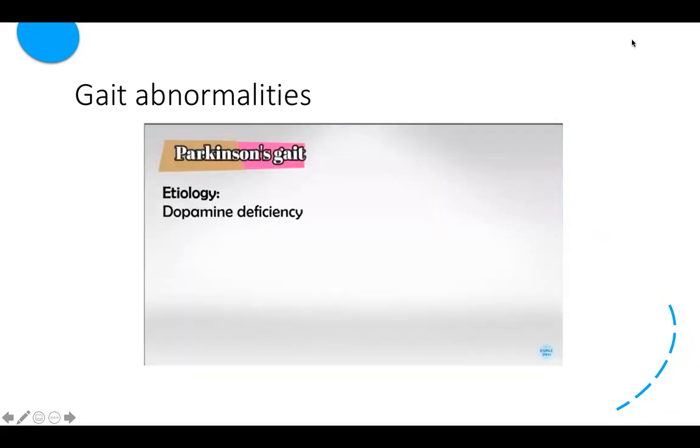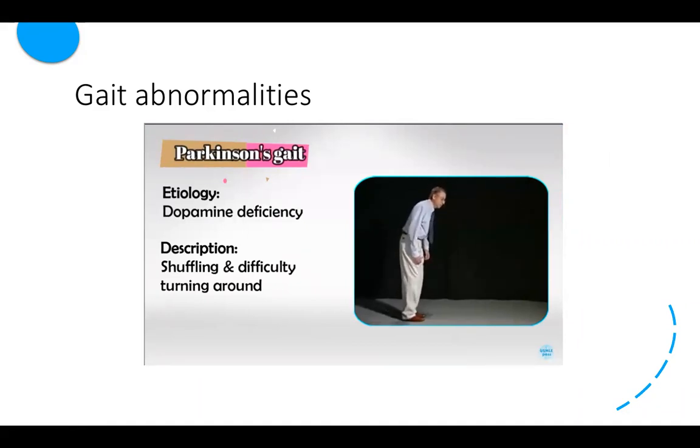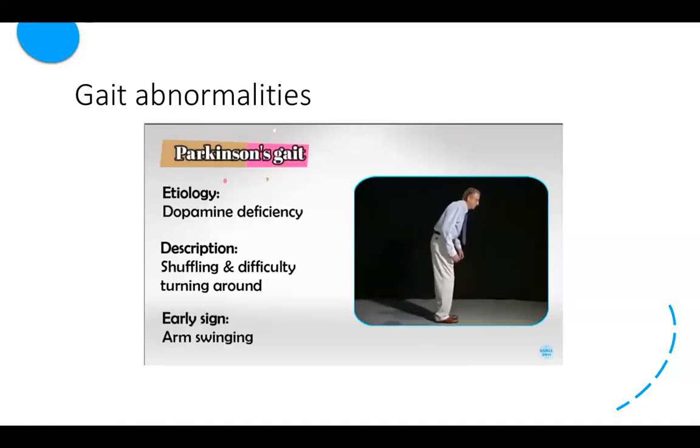Parkinson's gait is the most common and is caused by dopamine deficiency. It presents as shuffling gait with difficulty in turning around. Some might even call it magnetic gait, because your feet never really lift off. An early sign of the disease is reduced arm swinging while walking.